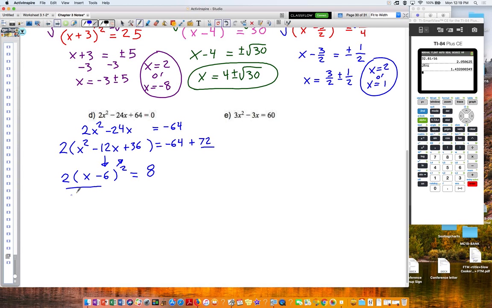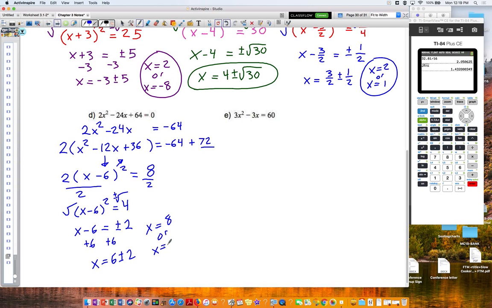I now have to divide both sides by 2. So I have x minus 6 quantity squared equals 4. Square root both sides. X minus 6 equals plus or minus 2. Add 6 to both sides. So now I get x equals 6 plus or minus 2. So x equals 8, or x equals 4.